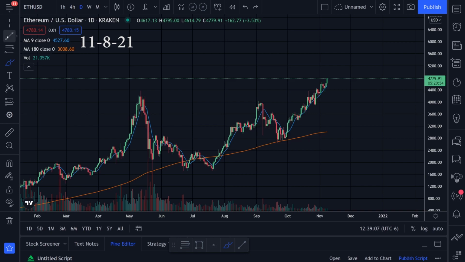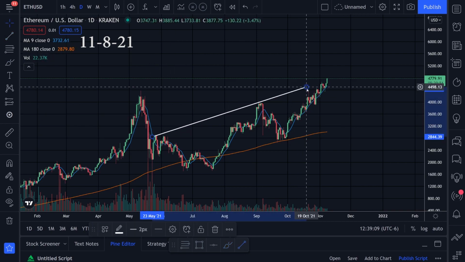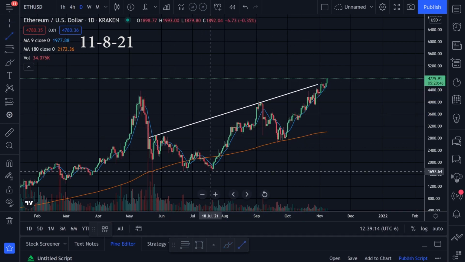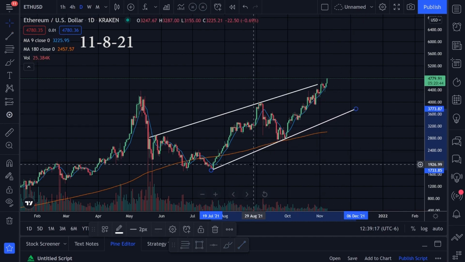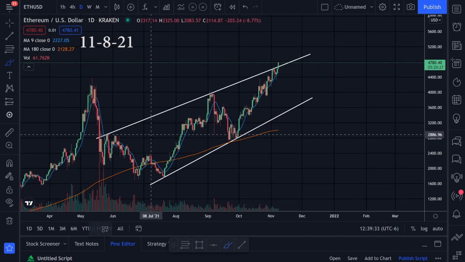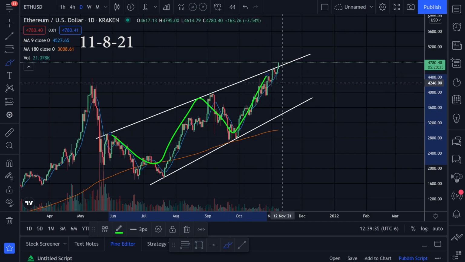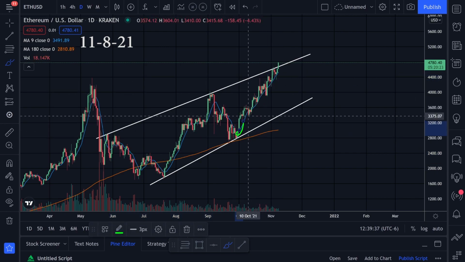I'm watching this channel pattern, something like this. We have a top trend and we have a bottom trend right there. Okay, so we have our trend lines. It looked like we were bouncing in between those two trend lines. I was actually watching this support, and this support, basically a trend line right there.